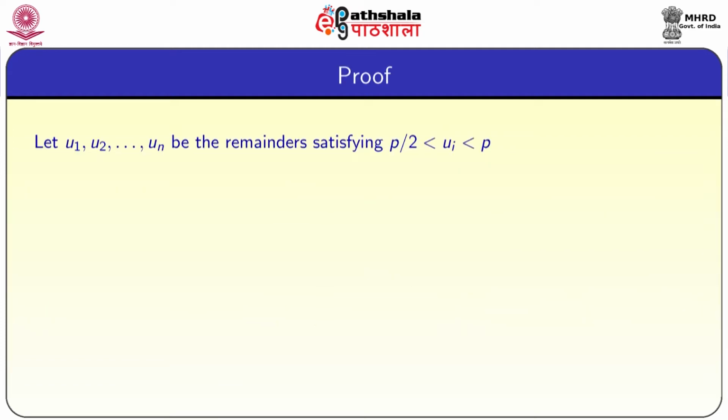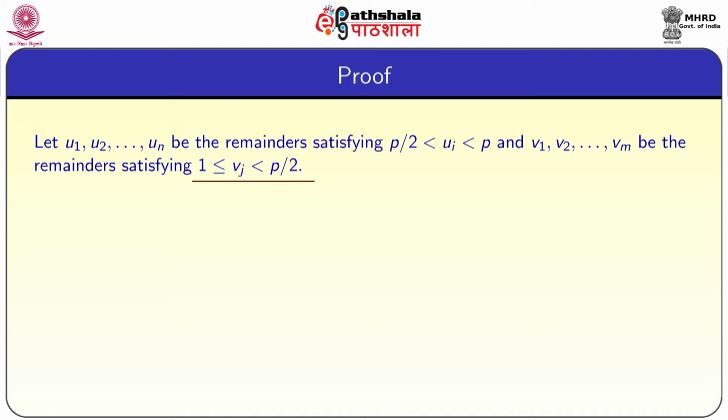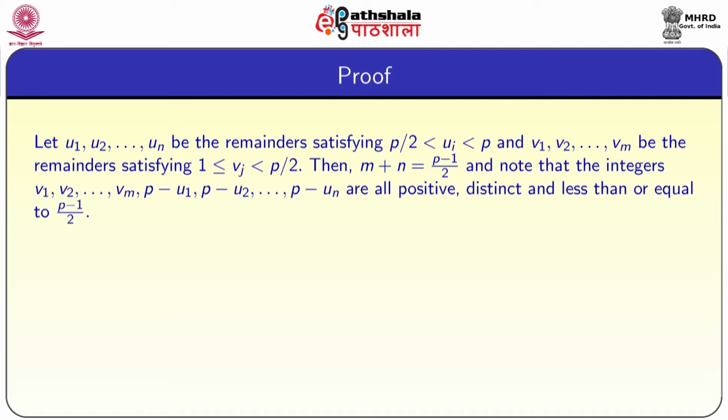So, the proof goes like this. Let U1, U2 and so on Un be the remainders satisfying P by 2 is less than Ui is less than P. These are the numbers which we got by dividing elements in S by P. And let V1, V2 and so on Vm be the remainders satisfying 1 is less than or equal to Vj is less than P by 2. Then it is easy to see that m plus n is equal to (P minus 1) by 2.